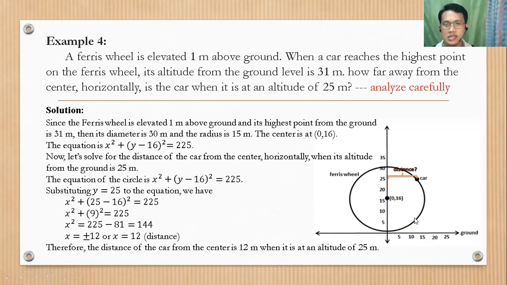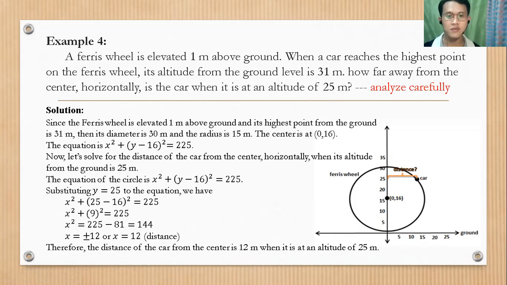Then its diameter is 30 meters. When you're talking about diameter, that is from one point on the circle to the other point on the circle, and the diameter will pass through the center. So basically, we can conclude that the radius there is 15. That's very easy. Now let's solve for the distance of the car from the center.